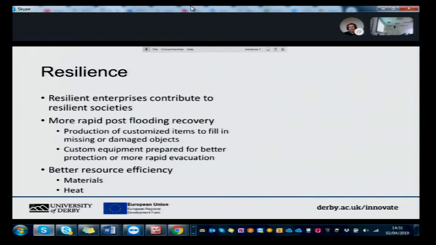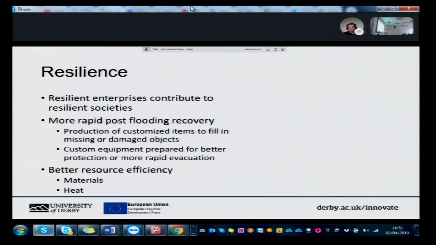Better resource efficiency. Obviously, we are saving materials, but also we are saving all resources associated with fuel, with energy. All of us know how important it is to have energy saved in places where there is no electricity.